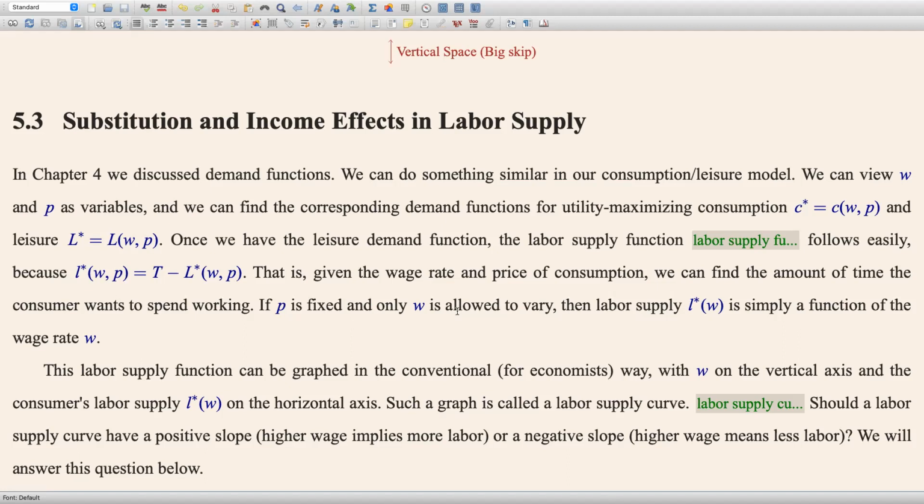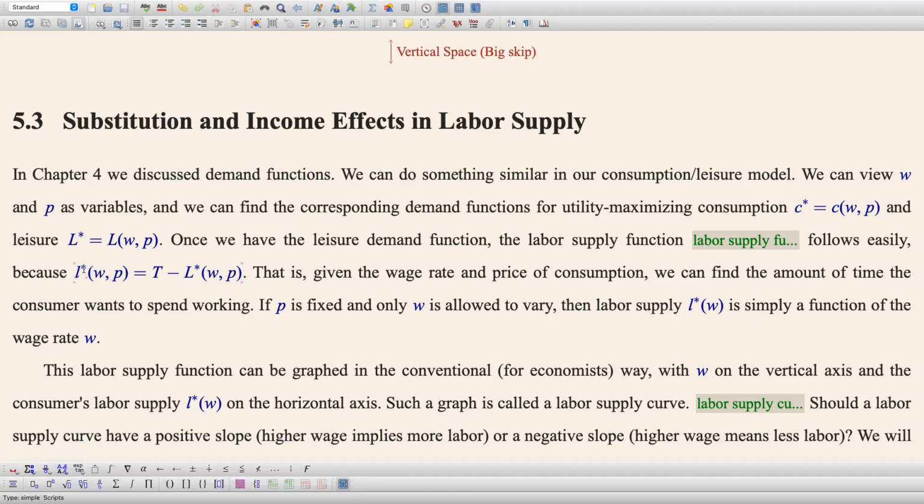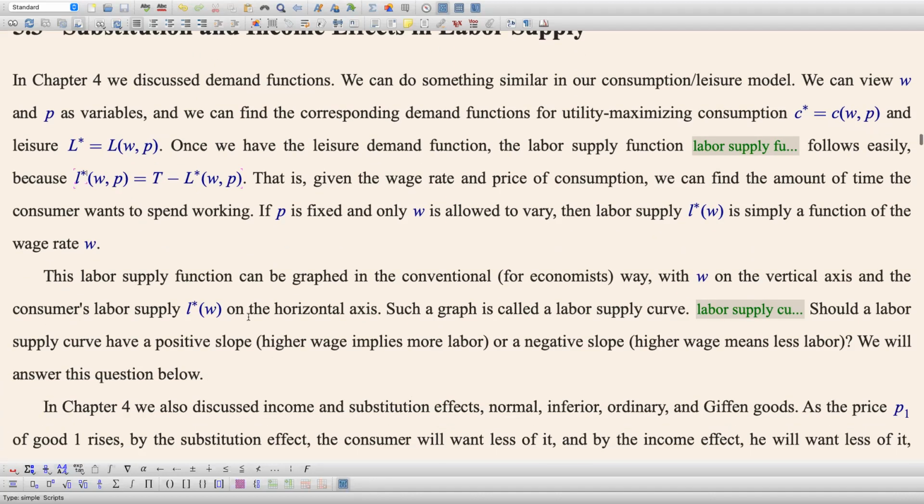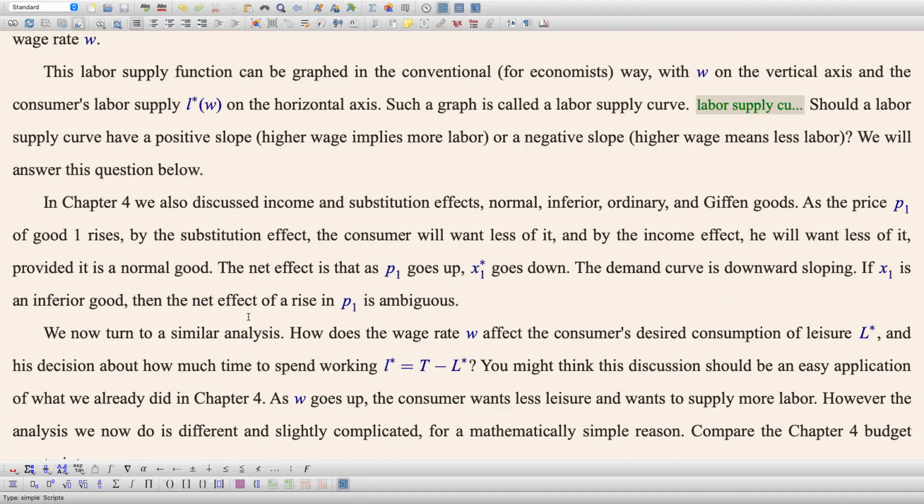Because capital T is 24 hours, we're not going to change it for now, right? So for simplicity, now it's just a function of the two prices. So there you go. Now the same thing with leisure. And of course, little l is capital T minus optimal leisure. So now you have all the model here. And this is an important object.